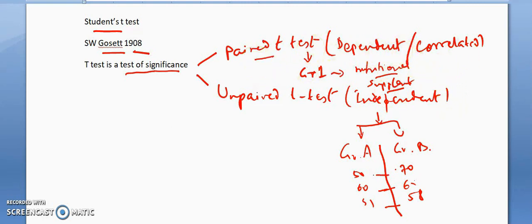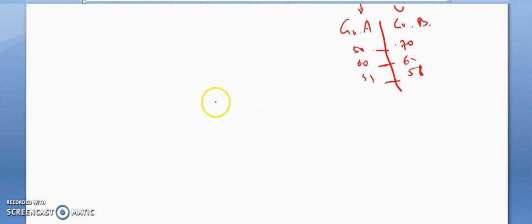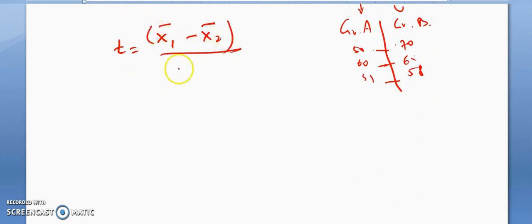The formula for them rather is this. It is difference of the mean of two groups divided by the standard error of difference of mean. So the t-value formula is the same for both of them, but the standard error of difference is different.